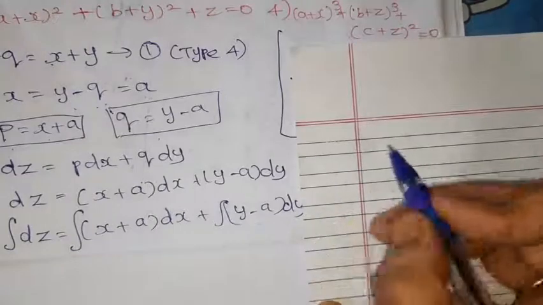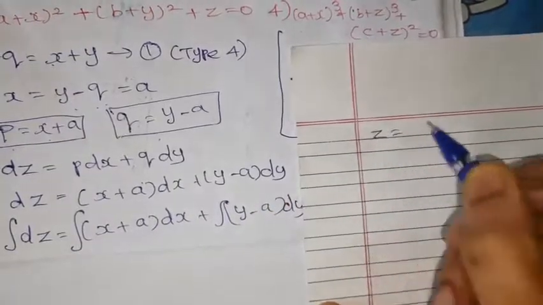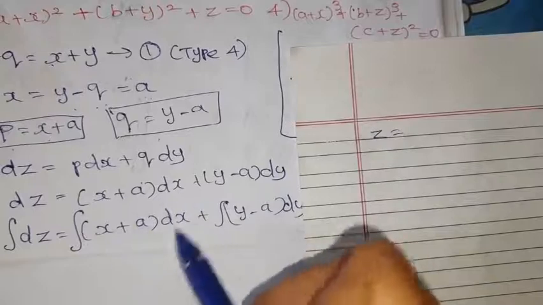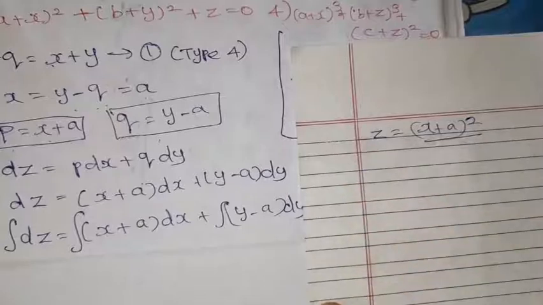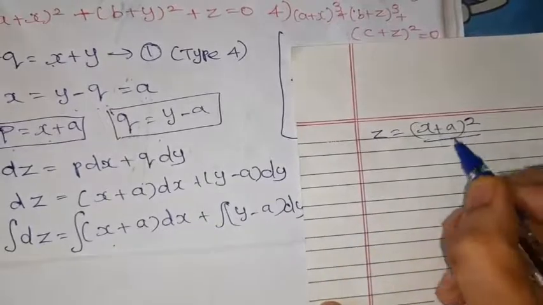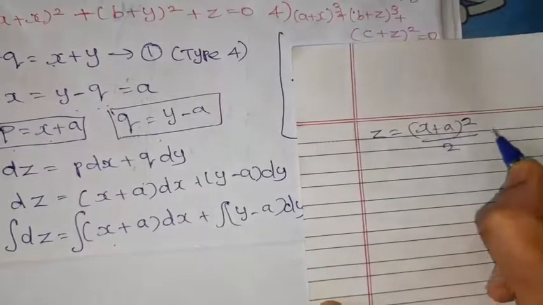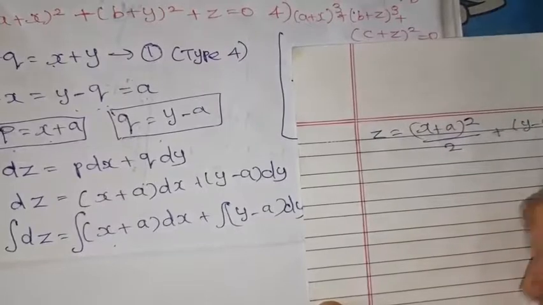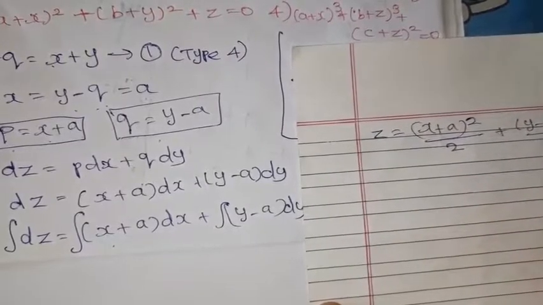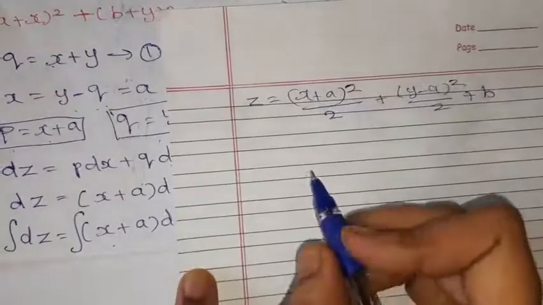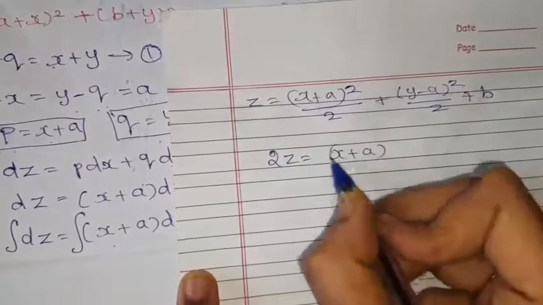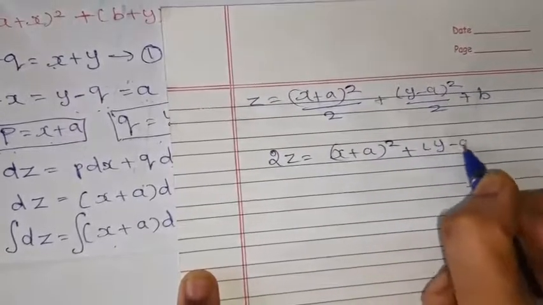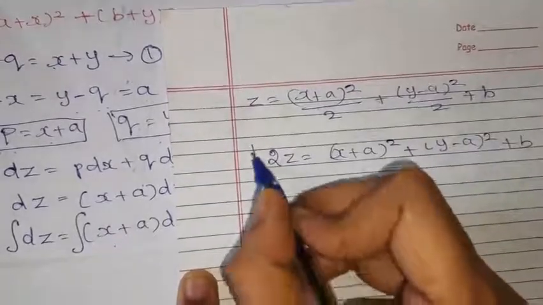Integrating on this, integral dz is equal to z. For x, (x + a) whole square, since the integral of x^n dx is x^(n+1) divided by n + 1, so (x + a) whole square divided by 2. Similarly, (y - a) whole square divided by 2. Introduce some constant b. Then how can we take the LCM? 2z equal to (x + a) whole square plus (y - a) whole square plus some constant b.